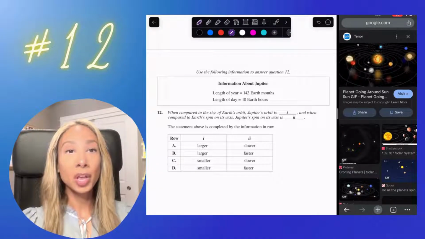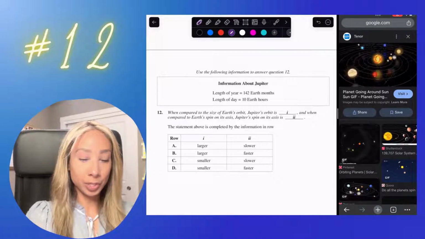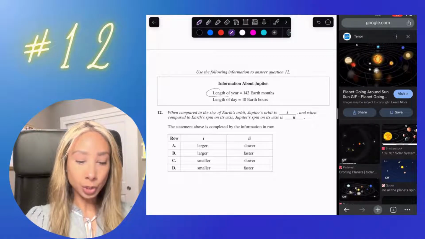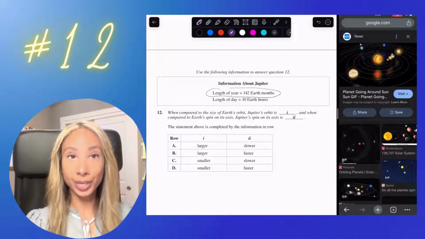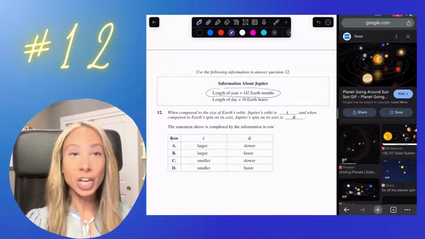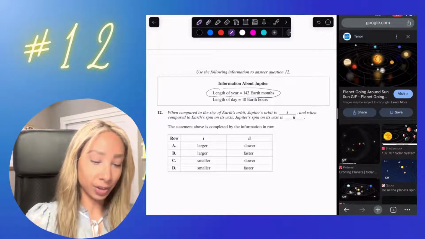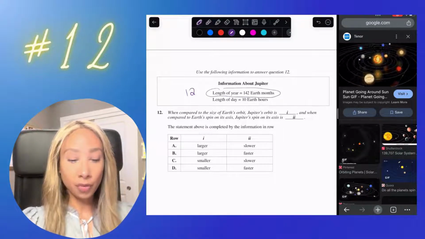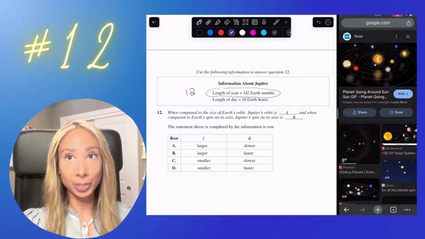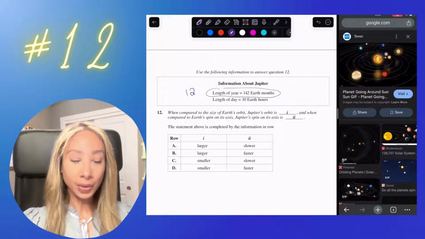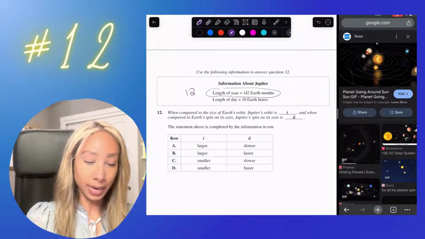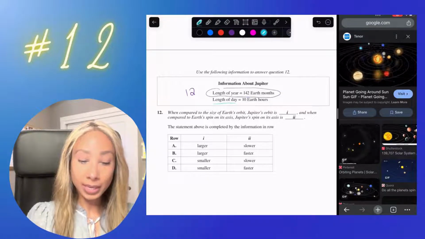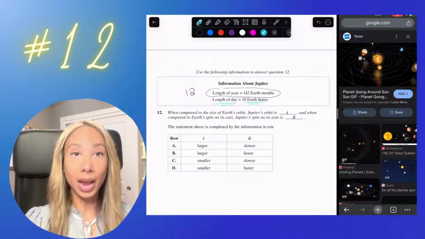Okay, number 12. So with this one, they gave us some information here. They're saying that the length of a year on Jupiter is about 142 months on Earth, okay? So what that means is if it takes 12 months to rotate around the sun for Earth, for Jupiter, it's going to take 142 months. The other one that they also gave us is the length of the day. So they're saying that one day on Jupiter is equal to about 10 hours on Earth.